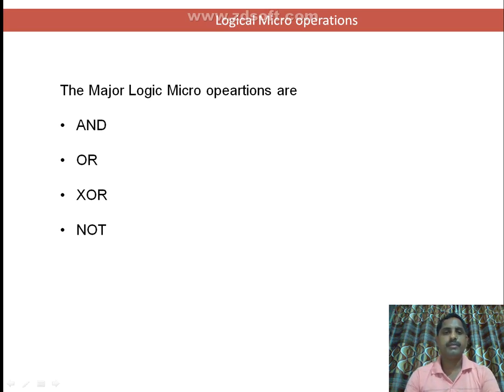So the major logic micro operations are AND, OR, exclusive OR, and NOT. These are the major logic micro operations. That is AND, OR, exclusive OR, and NOT.